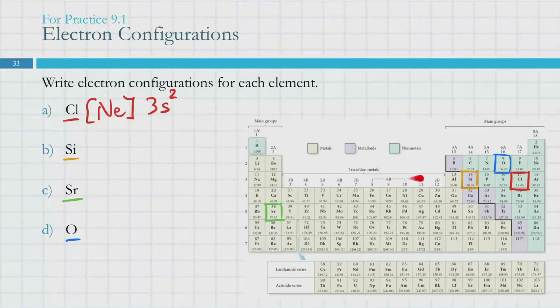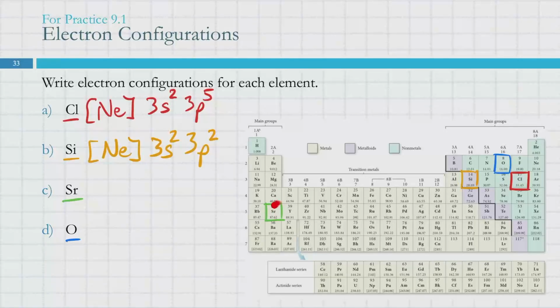And then we skip all the way over to our P block. And since it's P block, we're still in row 3, so it's 3P. And we are in the 1, 2, 3, 4, 5 spot, so it's 3P5. For silicon, neon is our previous noble gas again. We are still past the 3S section, and now we're in 3P. We are in the second spot, so it's 3P2.